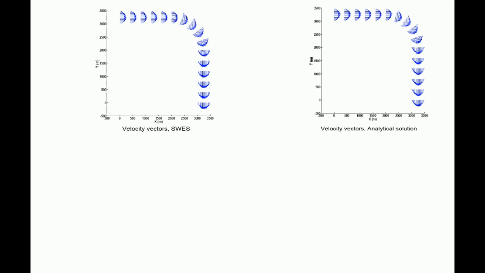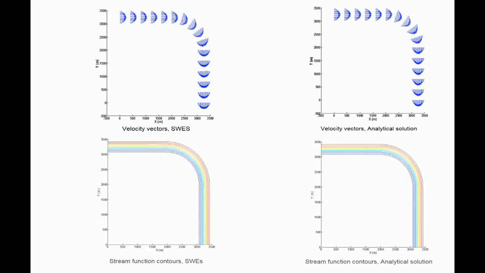Then I use the shallow water equation to analyze the flow features. And you can see velocity vectors based on the shallow water equation. We can compare our result with the analytical solution, and you can see they are both in good agreement with each other. And you can see the stream function contours.